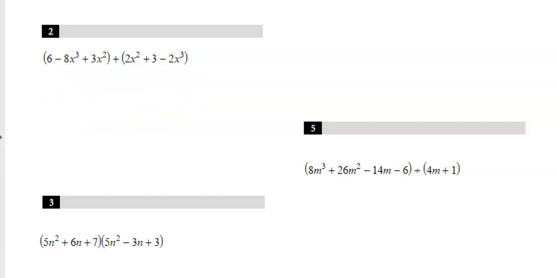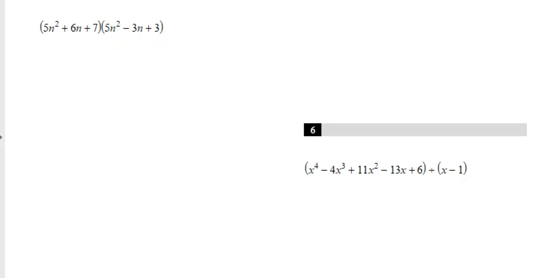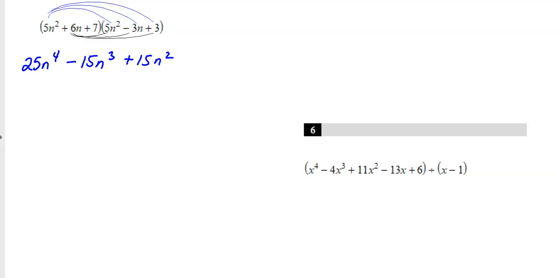Moving on down, number 3. So we are multiplying a trinomial times a trinomial. You could use boxes, or you could just use the distributive property. I'll just use the distributive property because it's a little faster. So let's do this first term times basically all 3 pieces. When I do that, I'm going to have 25n to the 4th minus 15n to the 3rd plus 15n squared. All right. Now I'm going to come down and do the 6n times all 3 pieces.